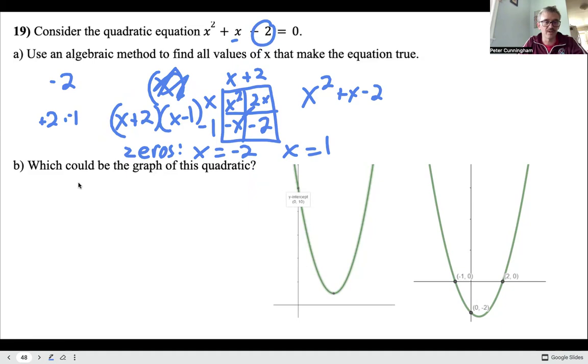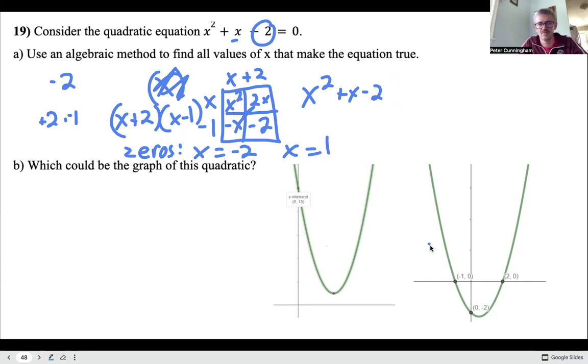All right, which could be the graph of this quadratic? Neither. That's what's throwing me off. Am I messing something up? You know what? I'm going to check with the plus x minus 2. Am I missing something here? Could either of these be the graph?